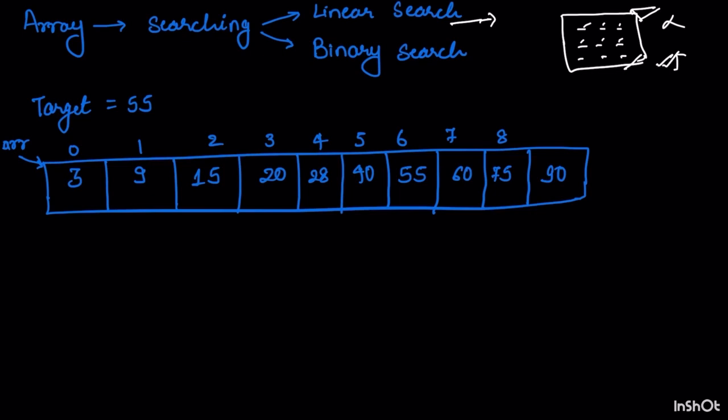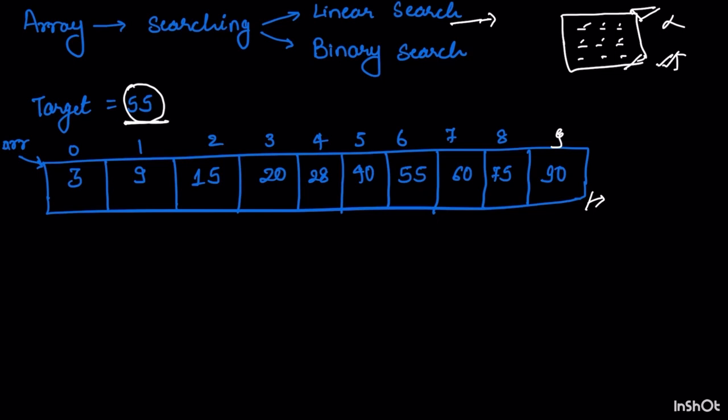So suppose our target is 55. What we have to do here is that we will be given an array and a target, and we have to check if this target element is present in this array or not. If it is present, we have to return the index where it is present in the array. And if it is not present, then we have to say that it is not present in the array, or we have to return -1.